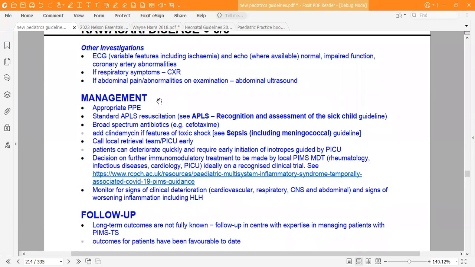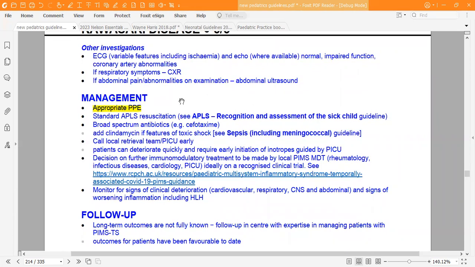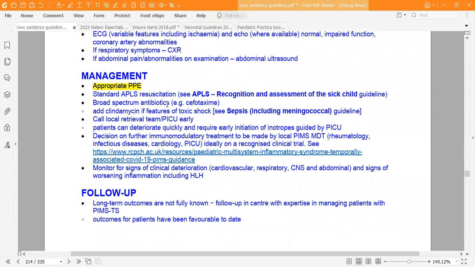The management, the first thing that you have to think about in this situation, where appropriate, is ABC, standard APLS, Advanced Pediatric Life Support resuscitation. As I mentioned before, we will read these guidelines in another video, inshallah. Broad spectrum antibiotics, cefotaxime, add clindamycin if features of toxic shock. Call local retrieval team or PICU early. Patients can deteriorate quickly and require early initiation of inotropes guided by PICU.